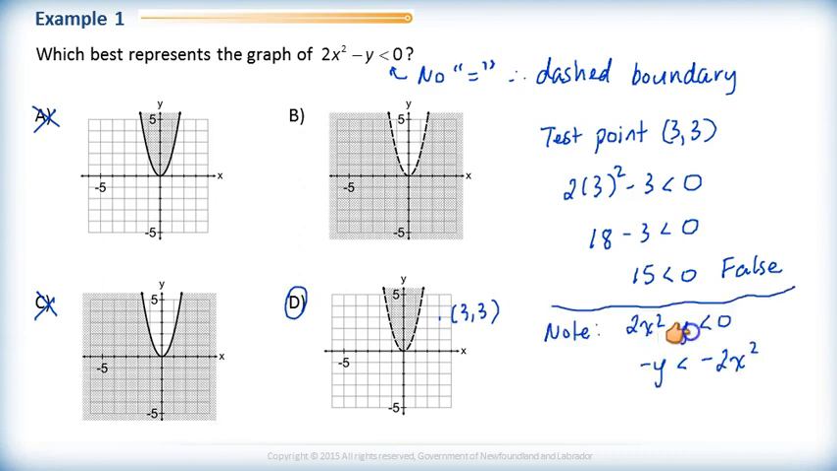A little note, we had less than 0 in the original inequality, yet we shaded above the boundary. That's because when I rearrange, I get negative y less than negative 2x squared. So I'll have to divide both sides by negative 1, but the moment I do that, remember, I've got to change the direction of the inequality. So the inequality becomes y greater than 2x squared.